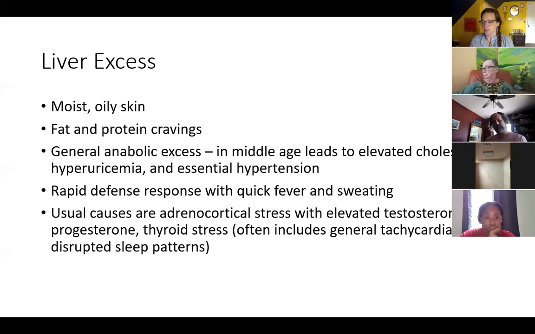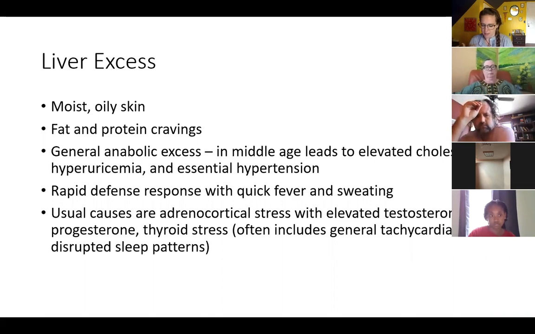So that's liver excess. Rapid defense response with quick fever and quick sweating. Usual causes are adrenocortical stress with elevated testosterone and progesterone. So hormone imbalances may be related to thyroid stress. And this says that includes general tachycardia, which is the uneven heartbeat. So you think about all the symptoms that I just described: uneven heartbeat, disrupted sleep patterns, all over the place, too much, excess.